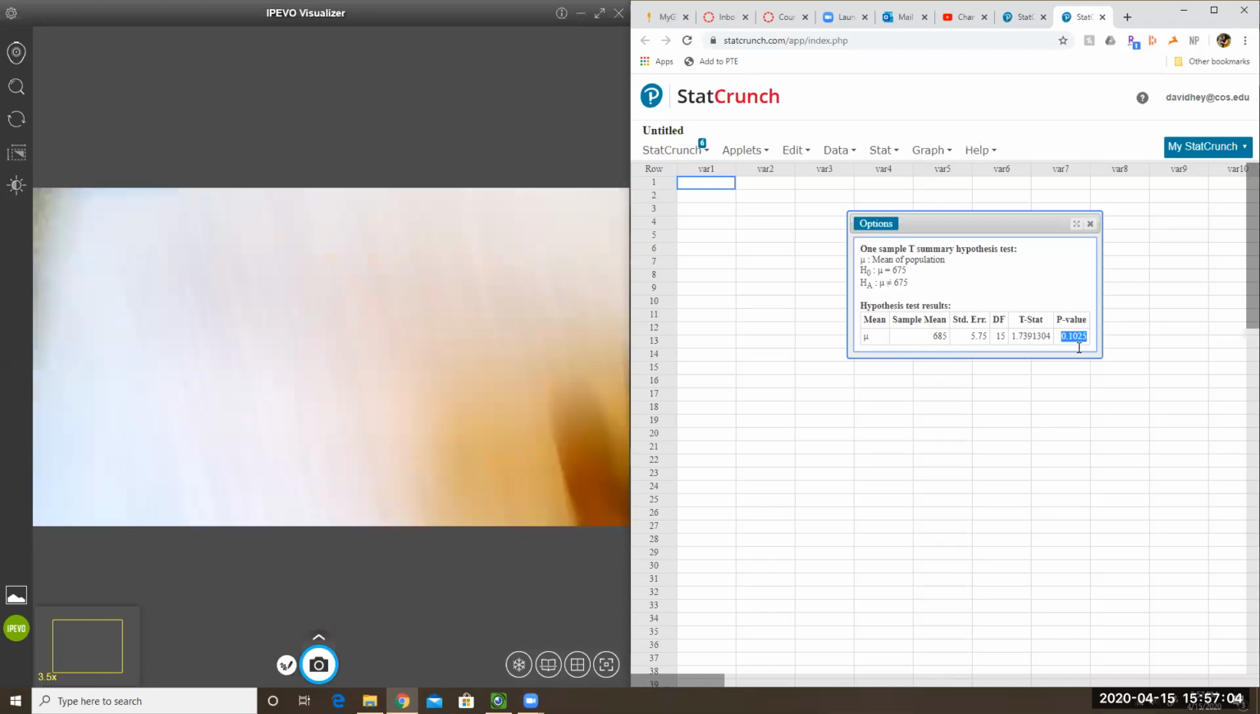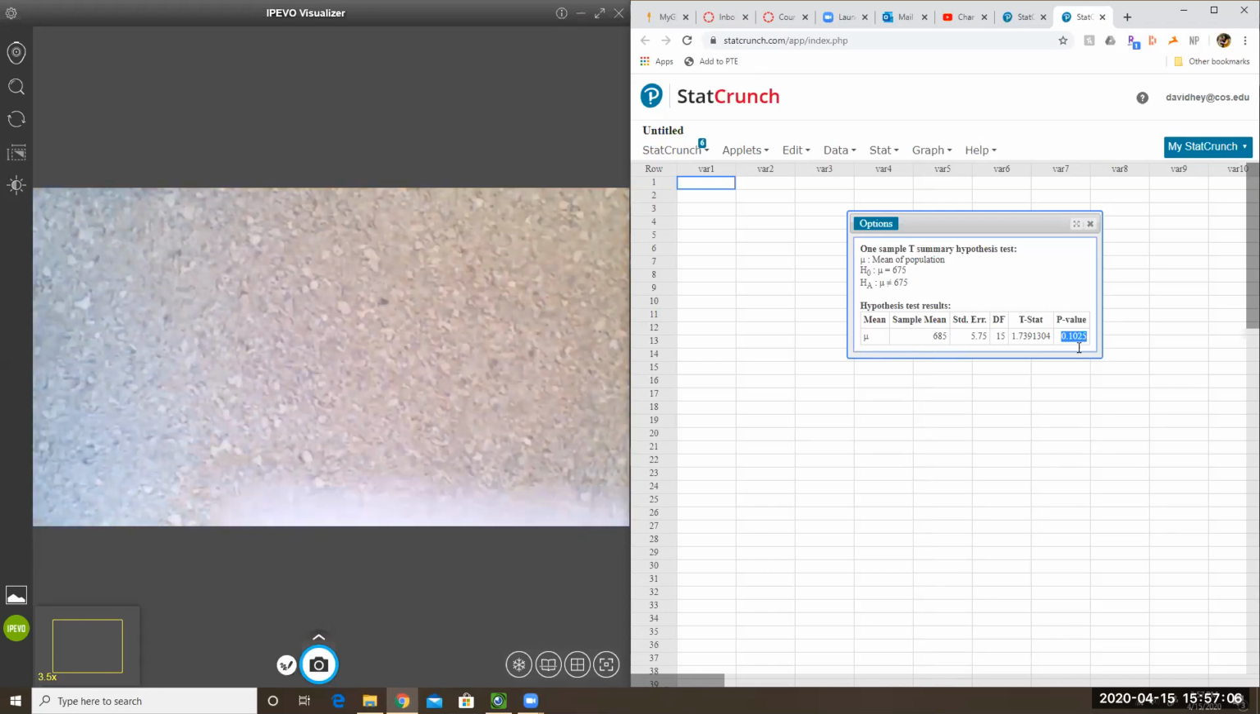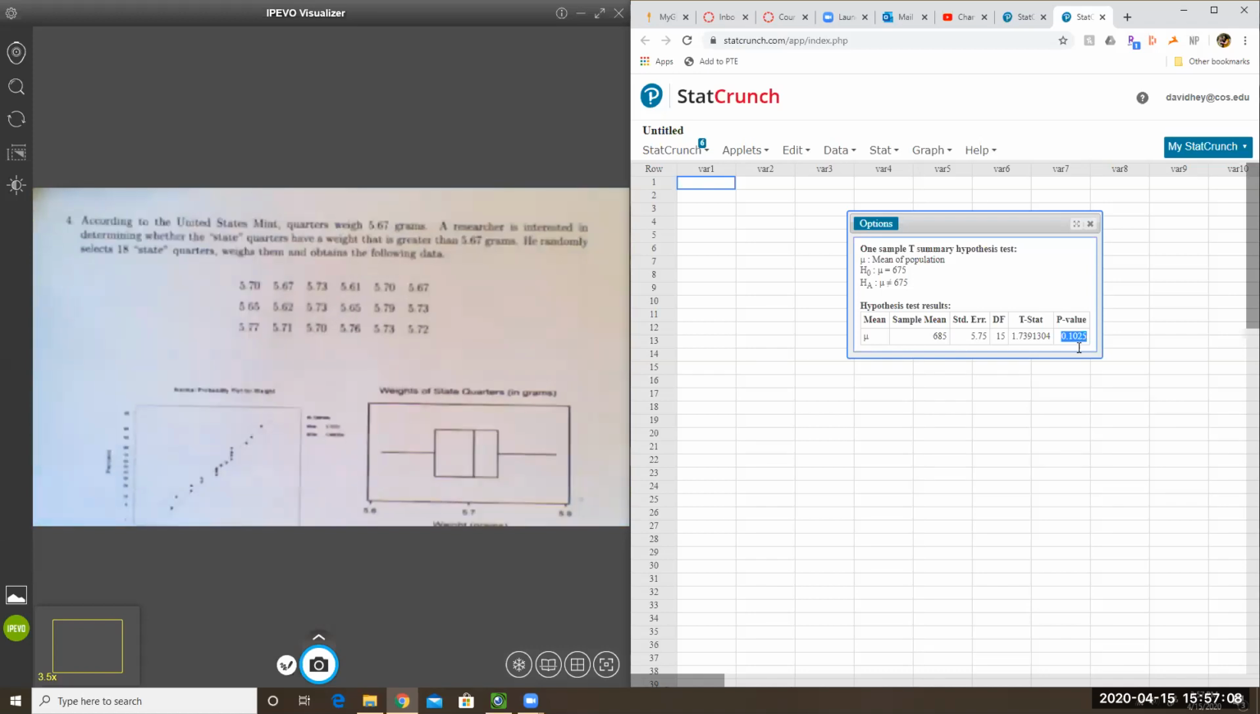I think I have one more example for us to do. And I want to go through this example because it's one where we have data instead of a summary. We actually have raw data. So this one says, according to the United States Mint, quarters weigh 5.67 grams. A researcher is interested in determining whether the state quarters have a weight that's greater than 5.67 grams. He randomly selects 8 state quarters, weighs them, and obtains the following data.